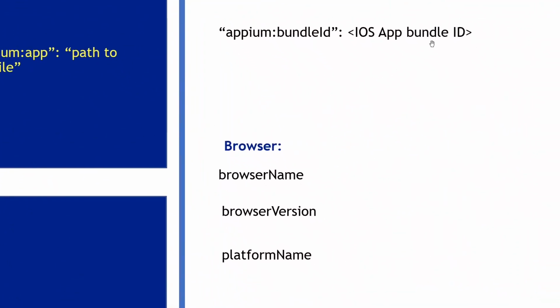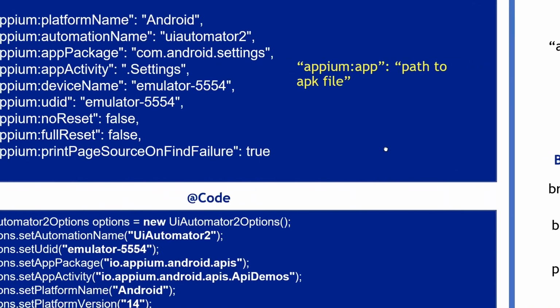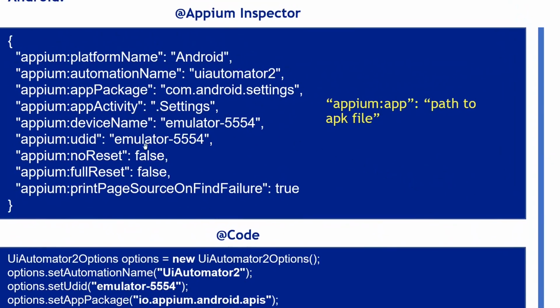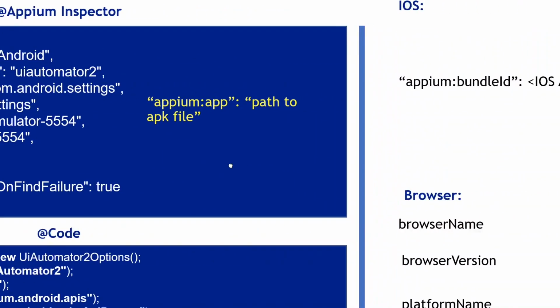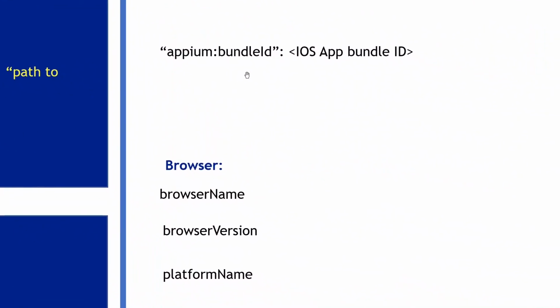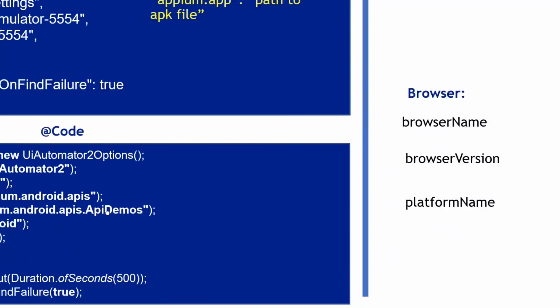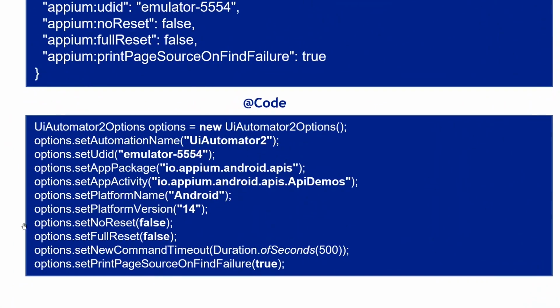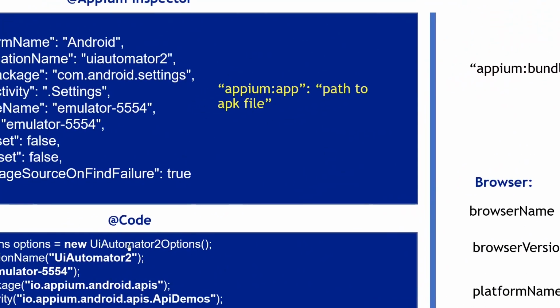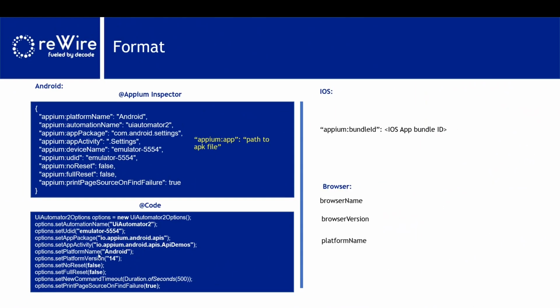But the only one difference is bundle ID we need to use. We will not use app package or app activity for the iOS. Only we need to use bundle ID. Based on that one, the installed app is being identified. Okay, and when coming to the browser side, browser name, browser version, platform name we need to provide. Android or iOS. Okay.